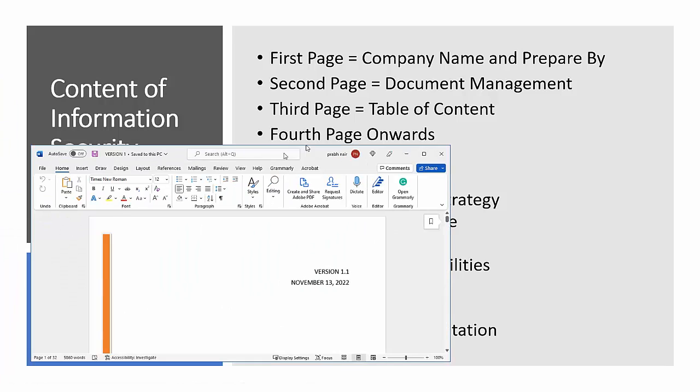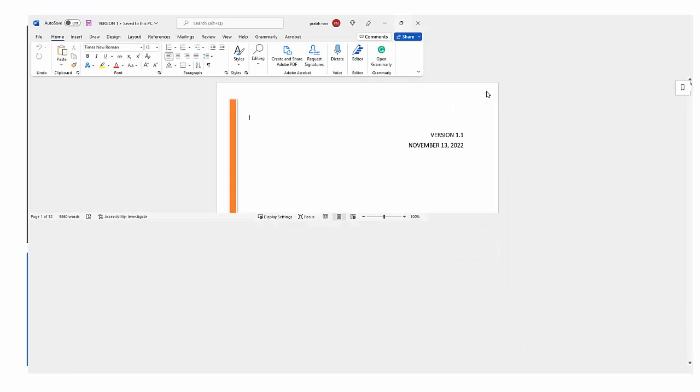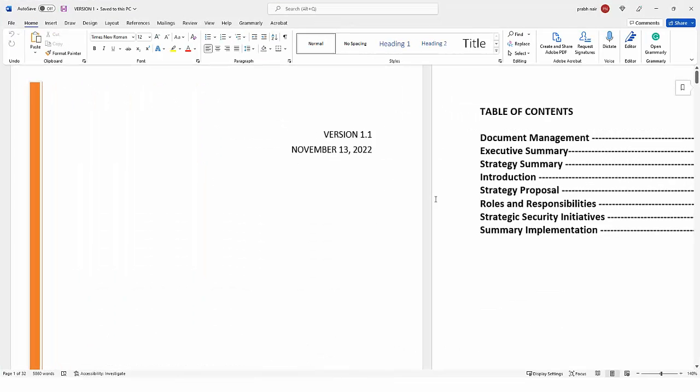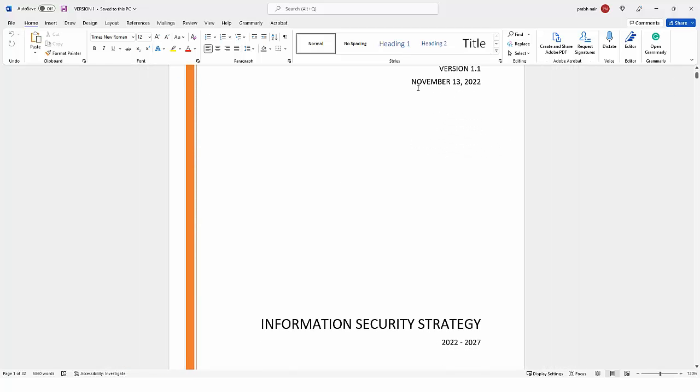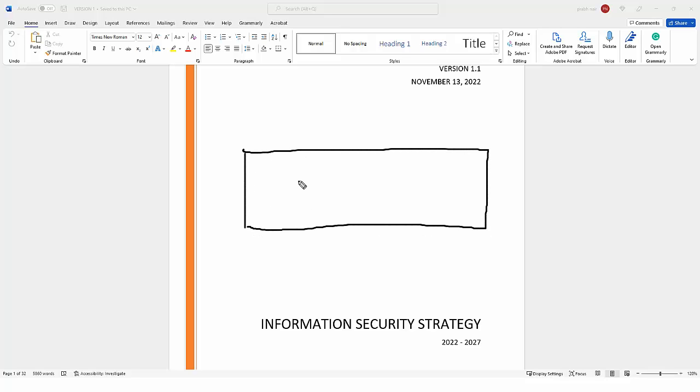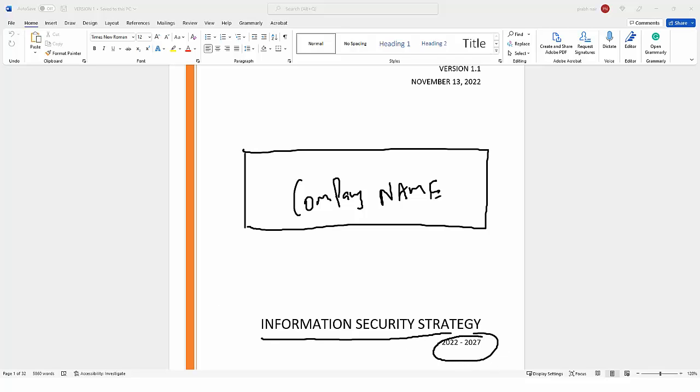So team, this is basically the template we have. Now in this template, first is basically to define the version. I have given the date, which is November 13, 2022. Here you can give the company name. Okay, so here you can give the big company name, for example. Okay, so I have given the strategy, information security strategy, and I define the year, which is basically the 5-year plan.